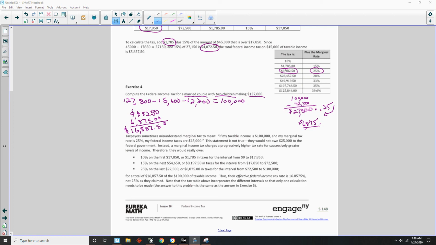So the table already calculates this for us, so we don't have to do those three calculations combined. They give us the tax amount plus the marginal rate. So the tax table above incorporates the different intervals so that only one calculation needs to be made. The answer to this problem is the same as the answer in exercise 5. That's a misprint, it should be exercise 4.